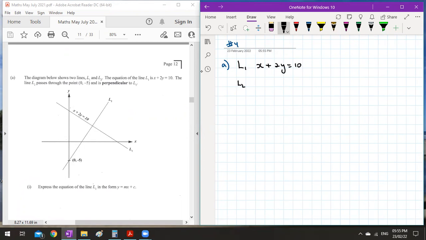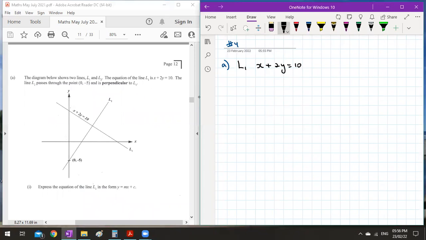Line 2. The equation of line 1 is x plus 2y is equal to 10. Line 2 passes through the point 0, negative 5, and is perpendicular to line 1. Express the equation of line 1 in the form y equals mx plus c.